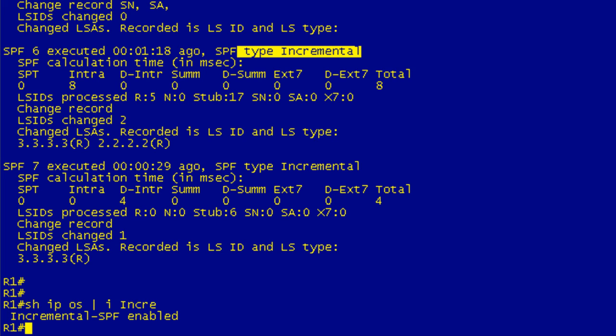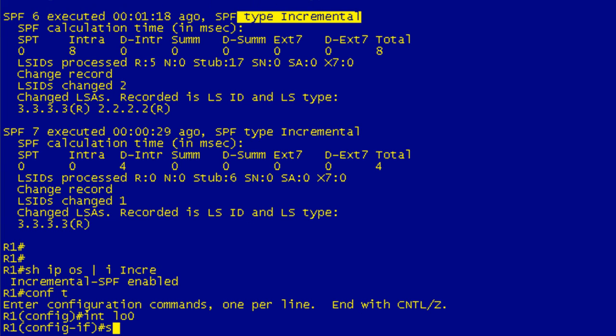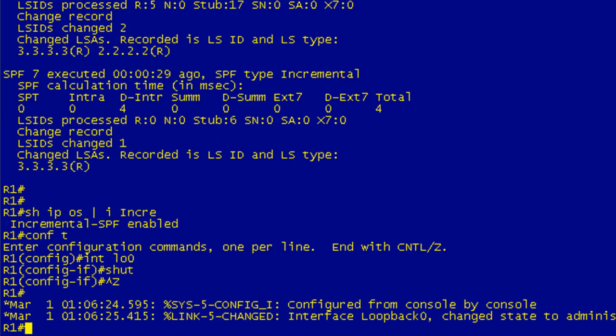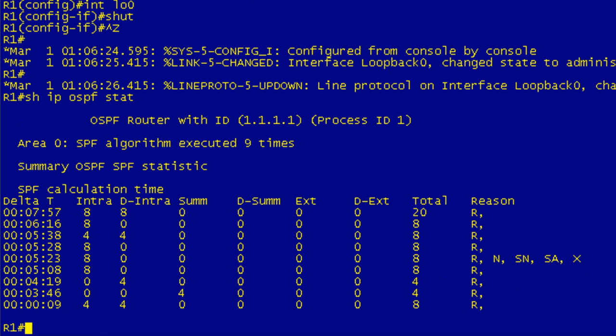enabled here. What we're going to do here is go under our configuration on R1. Now remember, this is the root. This is where the shortest path tree is being built. And we're going to go under interface loopback 0, and we're going to shut it down. So we've made a change on our router. Now if we do a show IP OSPF statistics, you can see that 9 seconds ago we did have an SPF calculation.